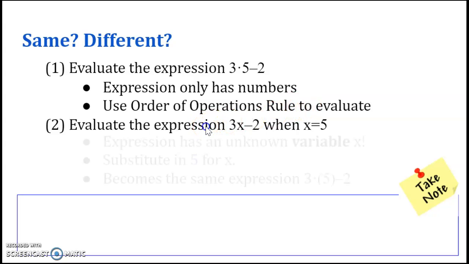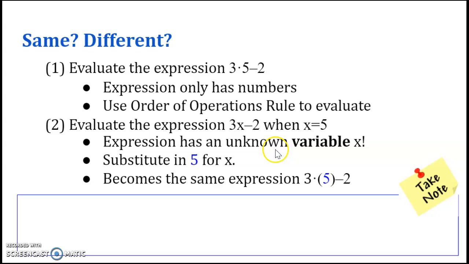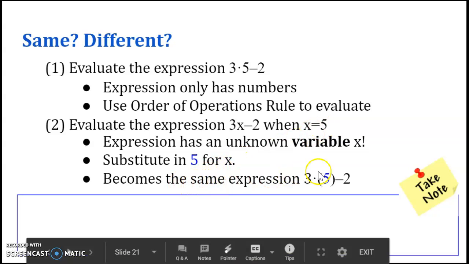What about the second one? The expression has an unknown variable x. So that means we need to substitute 5 whenever we see the x symbol. Whenever you see an x, instead of writing x, you're going to write the value 5. That's what it means. So it becomes the same expression, 3 times 5 minus 2. Okay, so that's what it becomes.